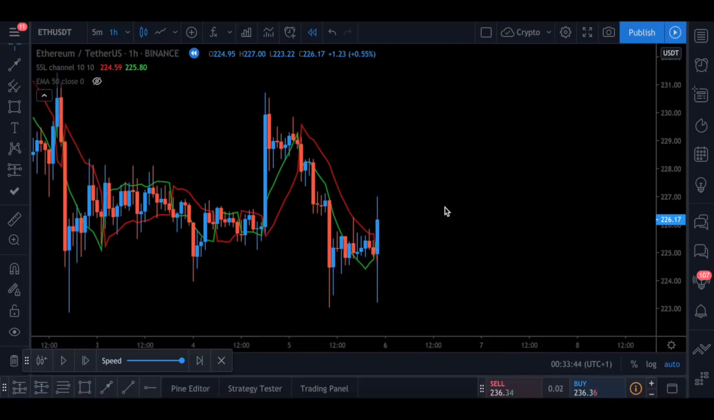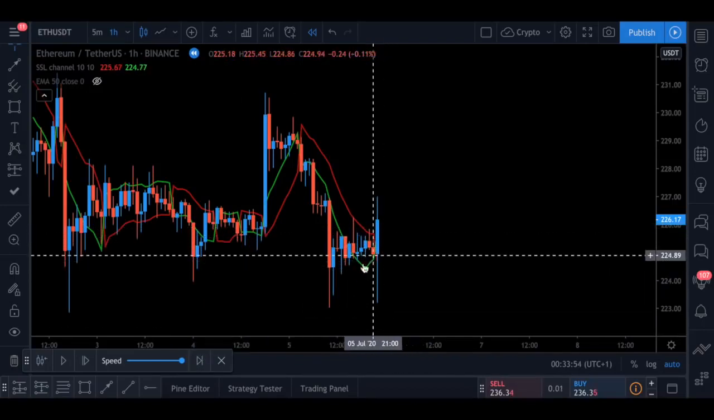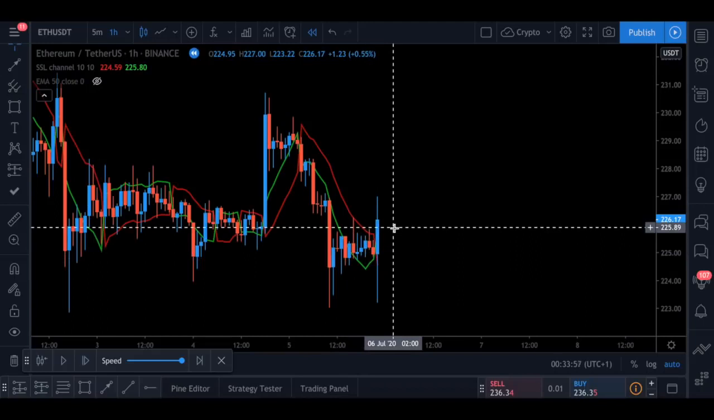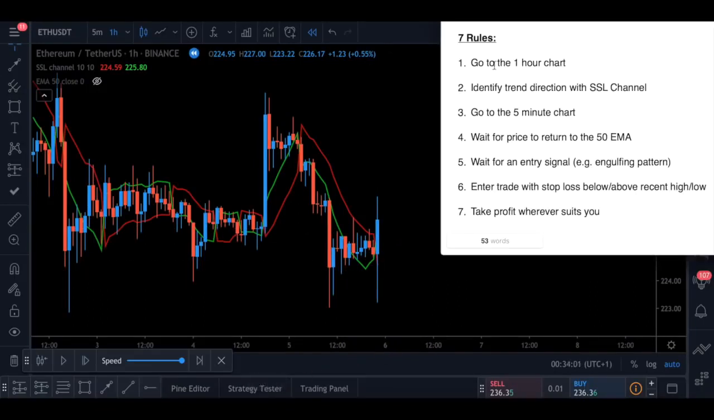So let's do this example, and we'll also refer to the checklist throughout. So this is how I trade. I literally just have a checklist next to me whilst I do it. So what have we got here? A trend change in direction. The green line has gone above the red line, so that means we are now in an uptrend. So here, go to the 1 hour chart, check. Number 2, identify trend direction with SSL channel, check. 2 out of 7 completed.